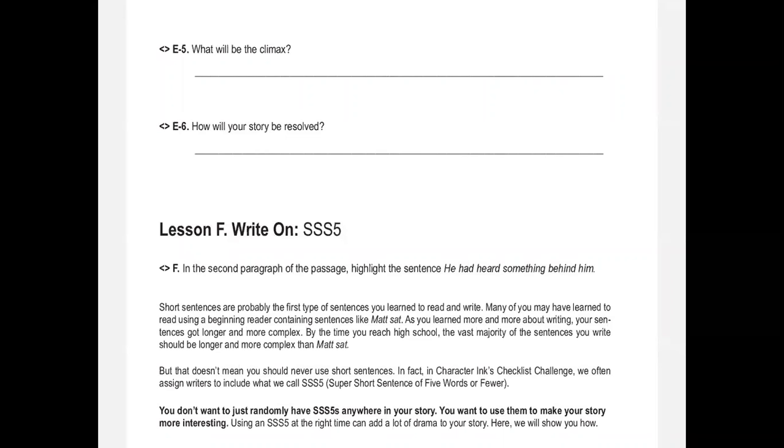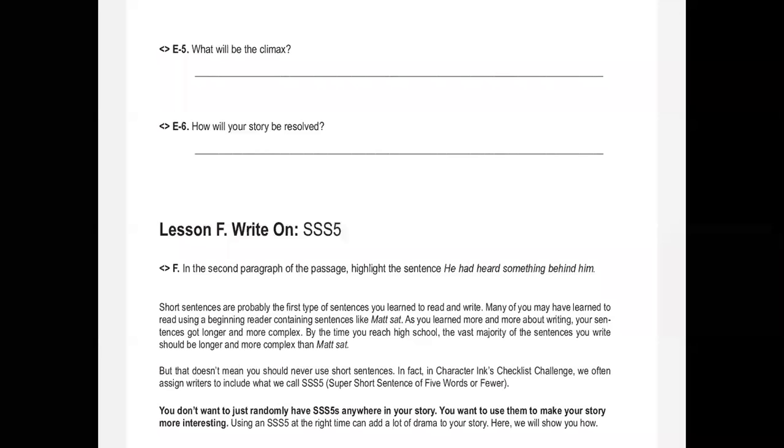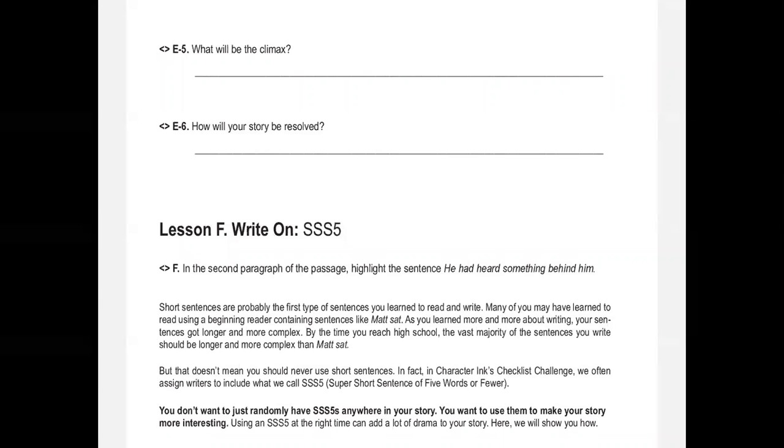All right, another element that we use in the very short story is the SSS5, and that's lesson F if you are following along on audio with your teacher's notebook. Super short sentence of 5 words or fewer. So in the second paragraph, highlight the sentence, "He heard something behind him."